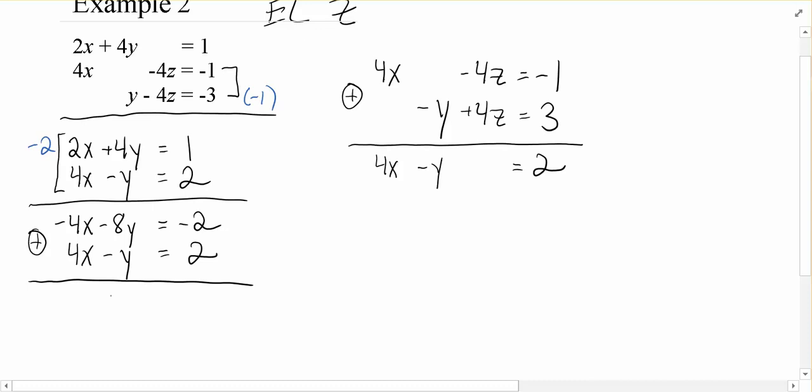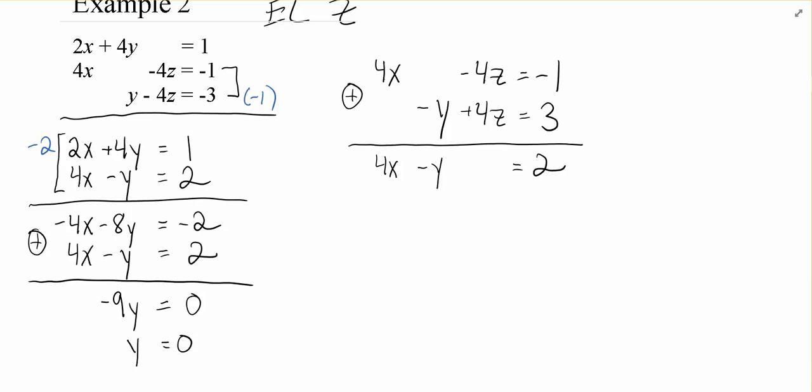-4x and 4x is 0. I'm going to get -9y equals, well, 0. So that's pretty nice. Y must be 0. Remember, we're going to keep on solving the 2 equation, 2 unknown system. So now I need to find x. Our 2 equation, 2 unknown system had x and y, and I already know what y is.